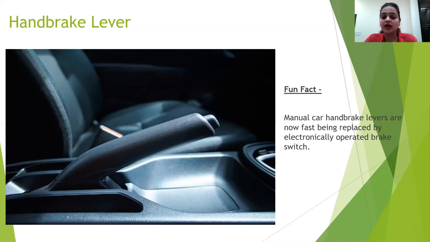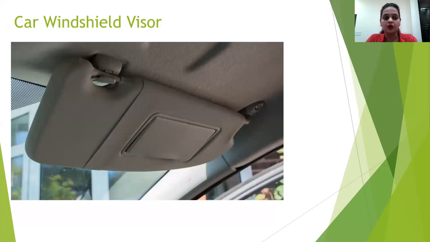So the manual handbrake levers are now fast being replaced by electronically operated brake switches. Nowadays, in automatic cars, we are getting a brake switch, right, children? Now comes your car windshield visor. It is also called sun visor. I hope you all have seen this also. Yes. So now you should know that we call it windshield visor or sun visor.